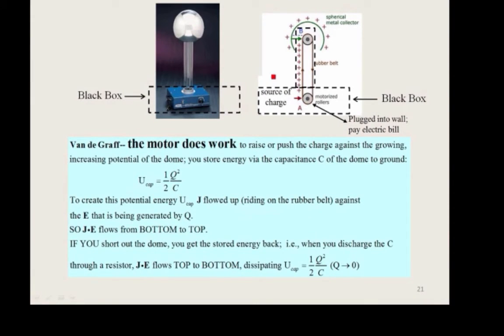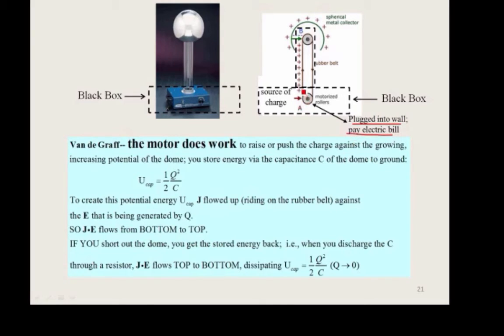Remember how it works. You have a source of charge, and then you have some motor which is turning here, and the motor is lifting charge up to the dome, which gets transferred, and then you come back down on this belt, no charge, and then do it again. This is the black box. So here's the black box schematically for the device. It's this system here where you plug it into the wall, you pay the electric bill to lift that charge up here. What is it doing?